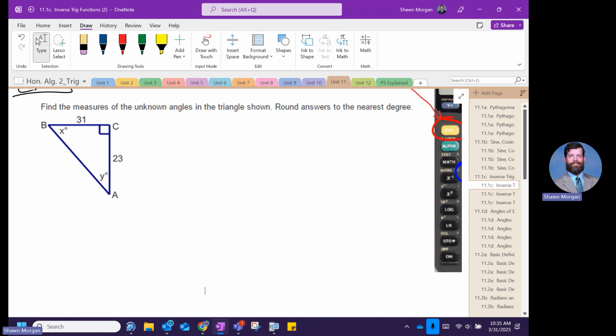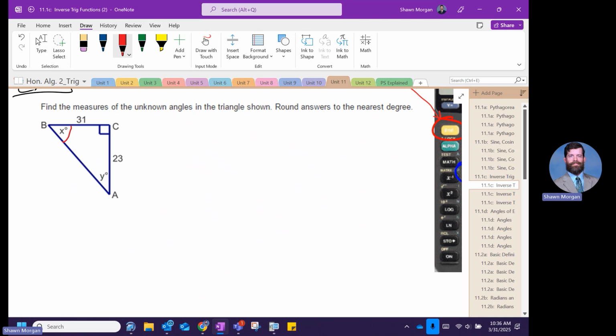Which one are you finding first? That's okay. We'll pick one. You want to find X or Y? All right, let's find X. Good. Now, given that we want to find X, I've got 23 and 31 as the two given sides. Do I need to fiddle around with finding the hypotenuse here? No, I don't. I could if I wanted to using the Pythagorean Theorem. That's all right. I could, but I don't need to.